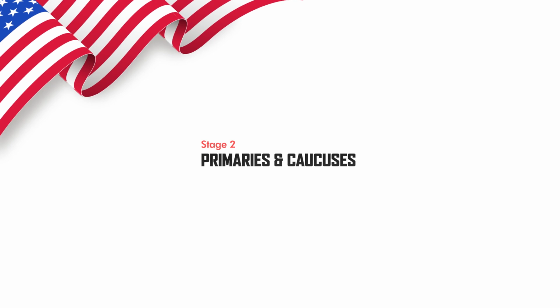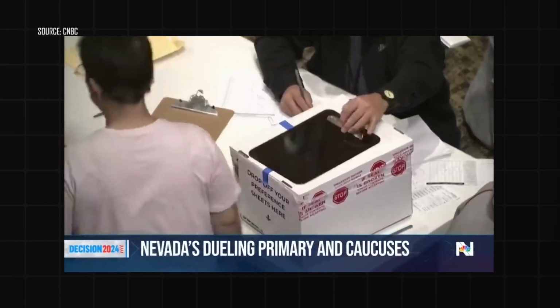The next step is primaries and caucuses. Primary and caucus is the stage where people vote for their preferred candidate in a political party. I know it might be getting a bit too overwhelming here, so let's bring in some Indian context. If primaries and caucuses were implemented in India, let's find out how it would work out.